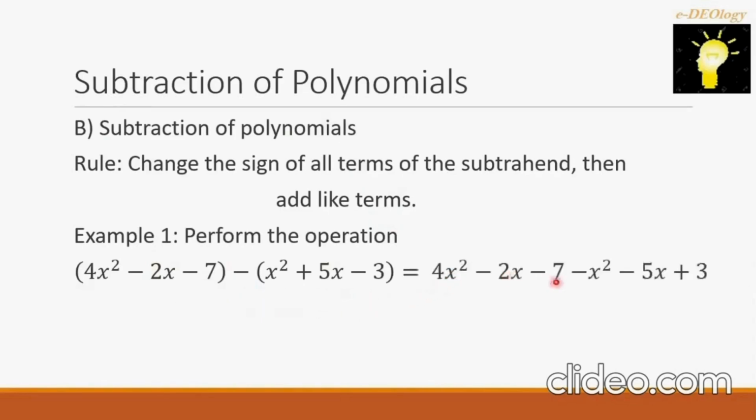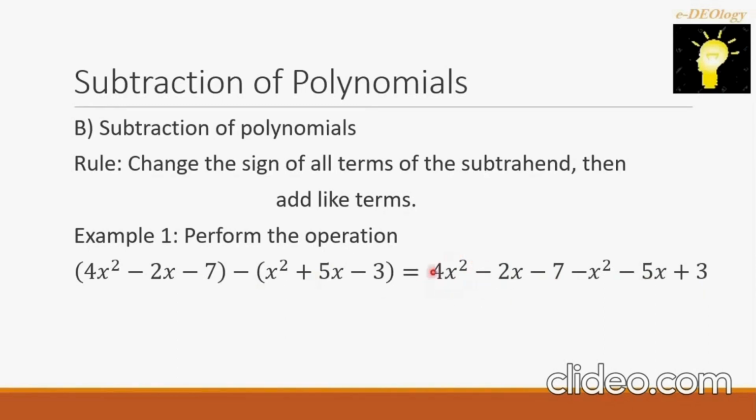So the first three terms here are the terms of our first polynomial. Then the second polynomial, we will change the sign of all the terms. The x squared here is positive. In here it becomes negative. The 5x is positive. Here it becomes negative. The negative 3 becomes positive 3. And then we will combine like terms, or we will add like terms.